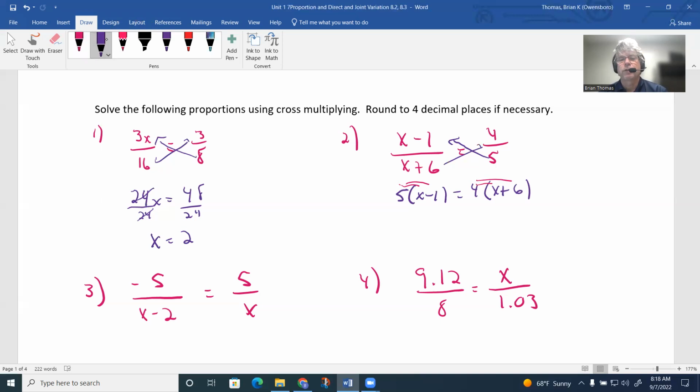So 5 times x is going to be 5x. 5 times -1 is going to be a -5. That's going to equal then 4 times x is going to be 4x. And 4 times 6 would be 24. So again, we want to get the x's on the same side of the equation. So I like to pick on the little guy. So between a 5x and a 4x, the 4x is smaller. So I want to zero the 4x out with its opposite.